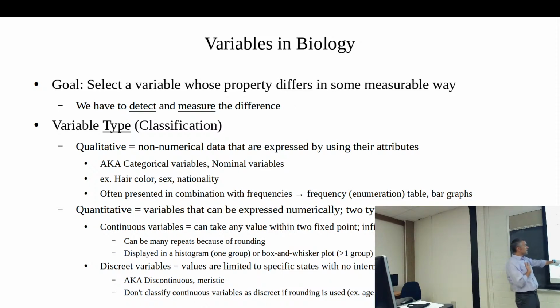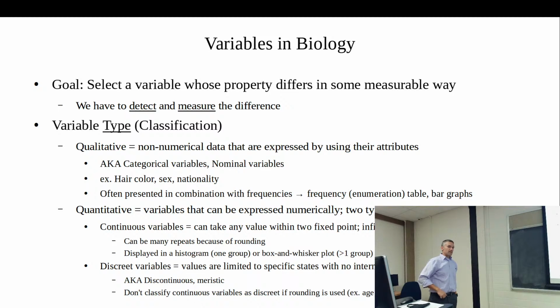The second variable type is quantitative. All right, they are expressed numerically, and they consist of two general types. One is continuous variables, and the other is discrete variables. I'll start with discrete variables. Discrete variables are those numeric data whose values are confined to whole numbers. The definition is that they're limited to a specific state with no intermediate values possible. It's typically whole numbers.